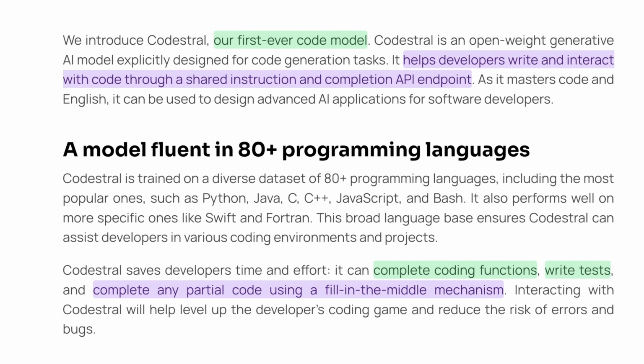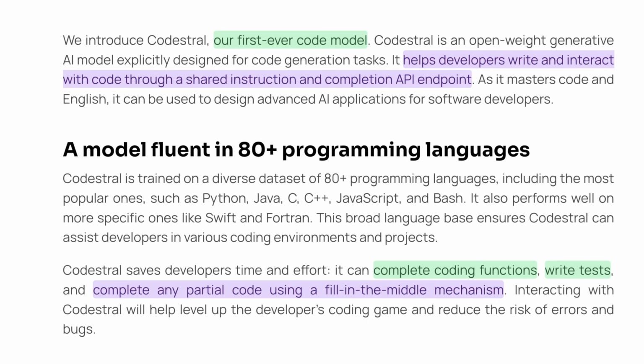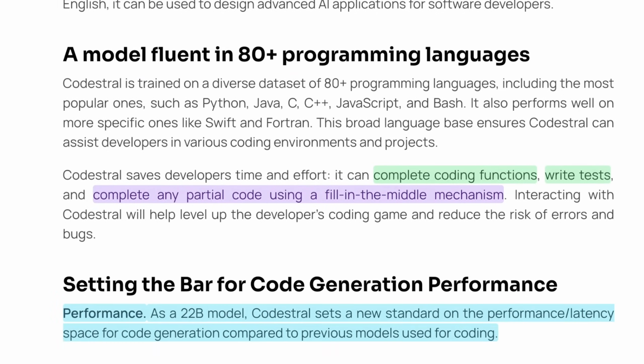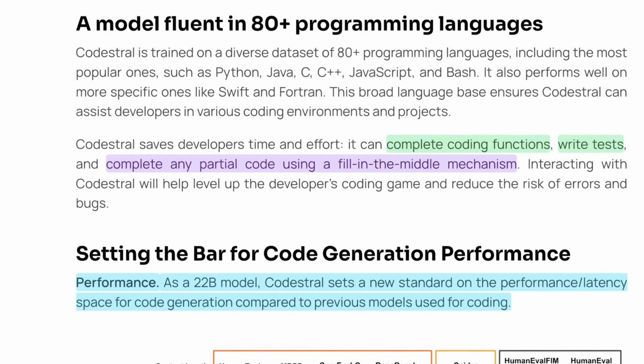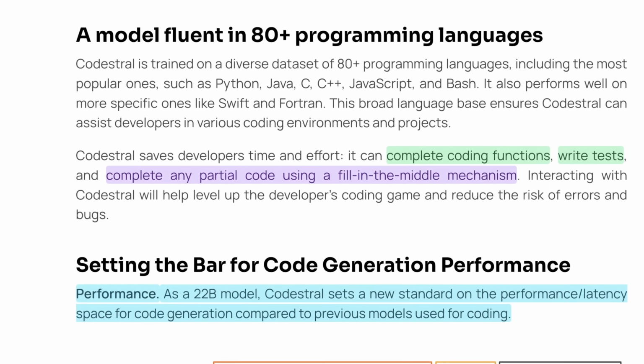So they say, it helps developers write and interact with code through a shared instruction and completion API endpoint. And again, the big key here is instruction and completion in one API endpoint. For GitHub Copilot, they actually use two. And they say as it masters code and English, it can be used to design advanced AI applications for software developers. And the dataset appears to be just programming languages, but obviously they had to get snippets or something surrounding this to actually have some idea with English what's going on here.